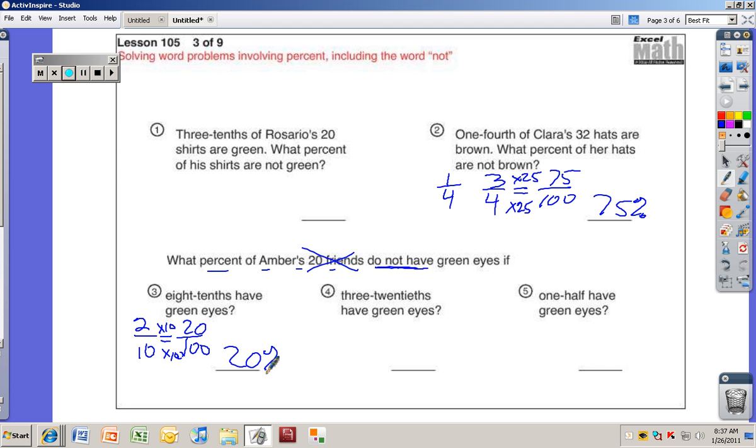and that's 20%. 3/20ths have green eyes, which means 17/20ths do not have green eyes. And so you're going to multiply top and bottom by 5. 17 times 5 is 85. The answer is 85%. 1/2 have green eyes, which means 1/2 do not have green eyes. It's going to be the same on both of those. To change a half to 100, we multiply top and bottom by 50, and the answer would be then 50%. Or half of them have green eyes, the other half do not have green eyes.